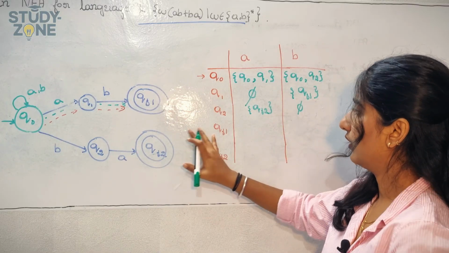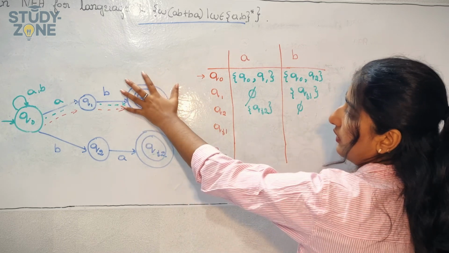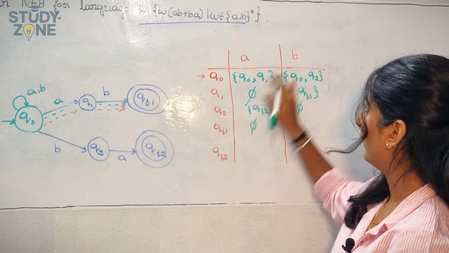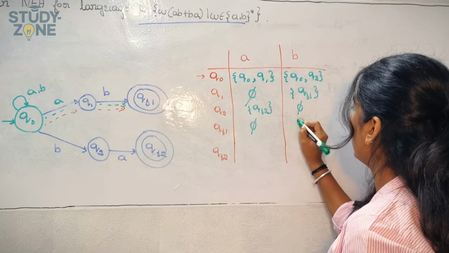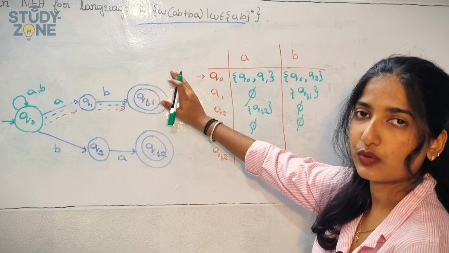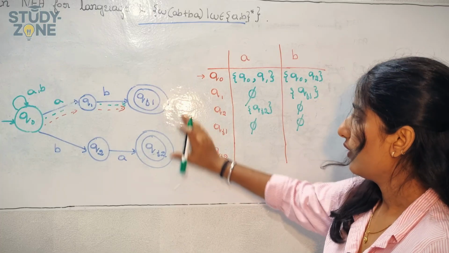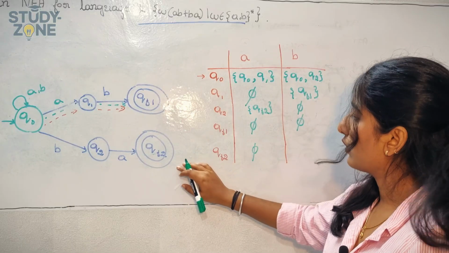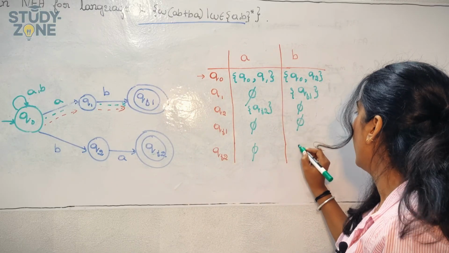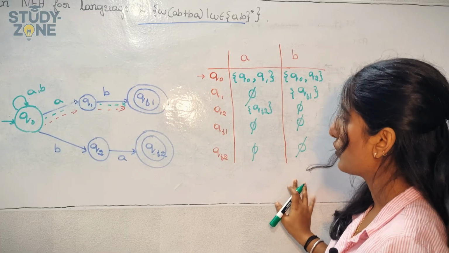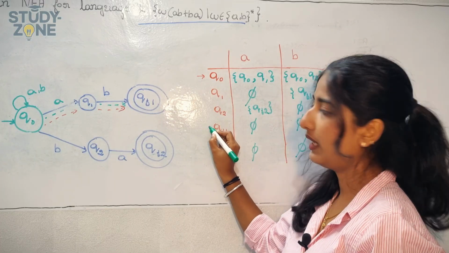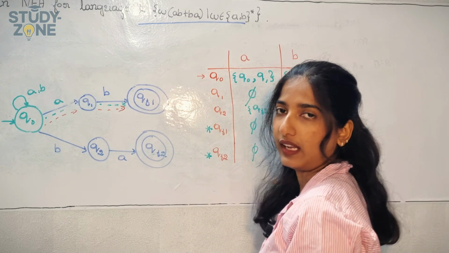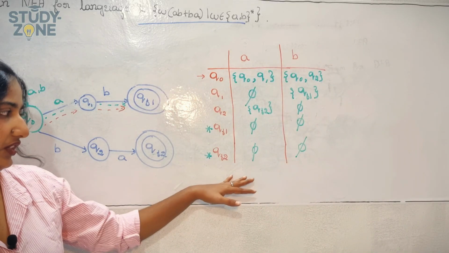And then QF1 on A, no transition. Here there is no transition, right? So I am representing it with empty set, and QF1 on B, no transition, again empty set, and QF2, this is QF1, this is QF2, both are final states, right? So QF2 on A, no transition, so empty set, and QF2 on B also no transition, so again empty set. So how to represent a final state in the transition table? We have to represent it with a star. So this is how we write the transition diagram and transition table.